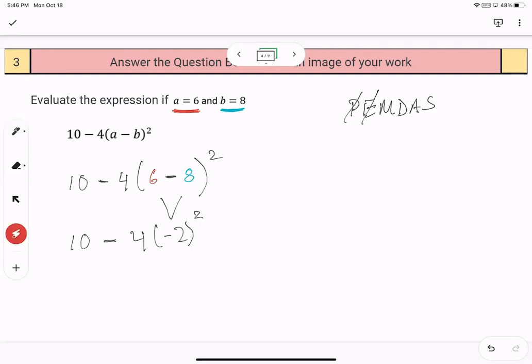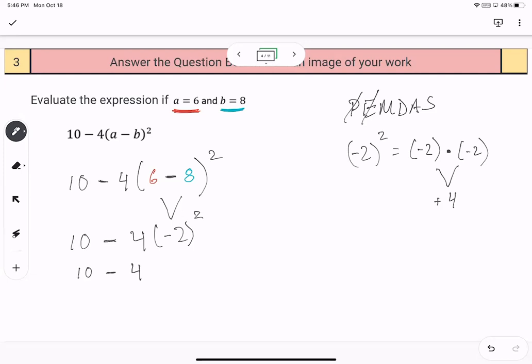We have to evaluate for the exponent. So here we have -2 to the second power. Now this means -2 to the second power is the same as saying -2 times -2. Now a negative times a negative gives you a positive, and 2 times 2 is 4. So -2 times -2 is +4. So 10 minus 4 times that +4 that we just evaluated.